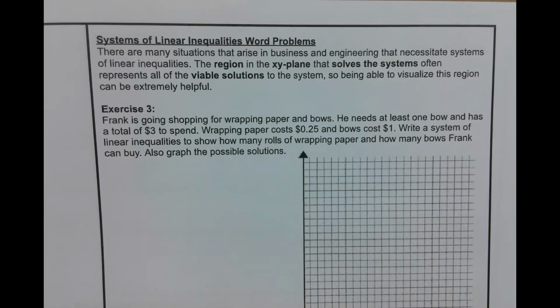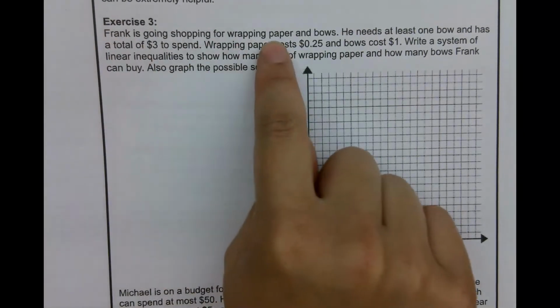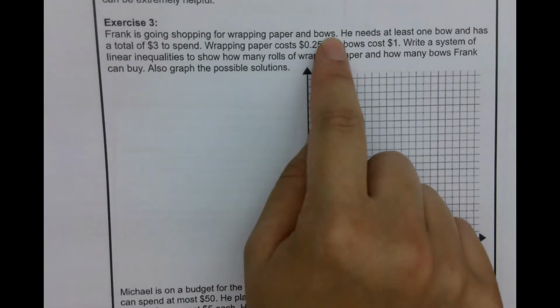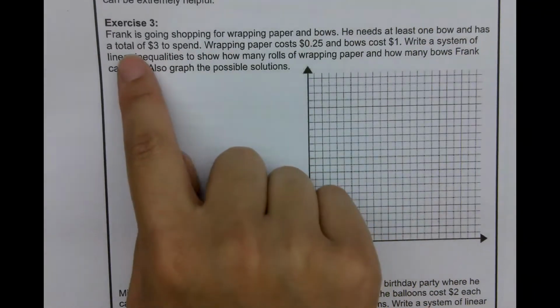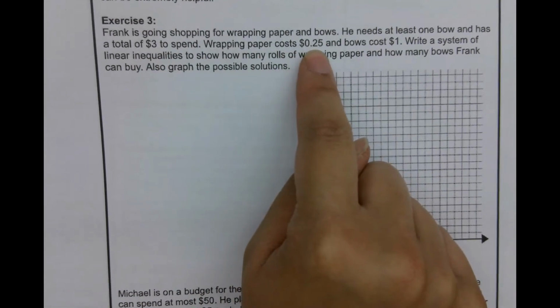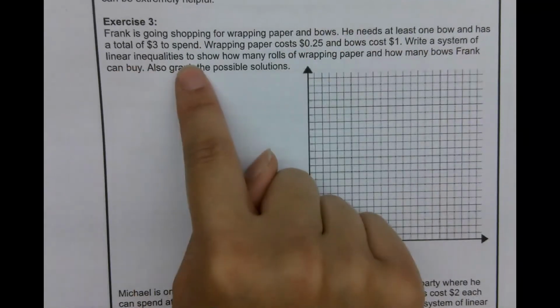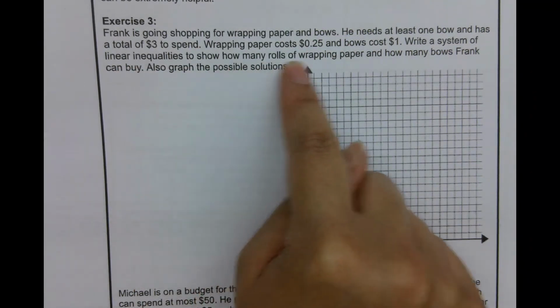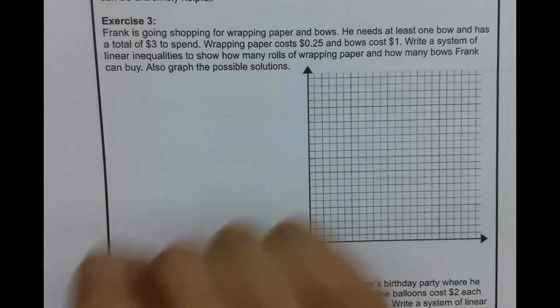Okay, so let's get started with our first one here. Frank is going shopping for wrapping paper and bows. He needs at least one bow, and he has a total of $3 to spend. Wrapping paper costs 25 cents, and bows cost $1. We're going to write a system of linear inequalities to show how many rolls of wrapping paper and how many bows Frank can buy. And then we're going to graph it here.